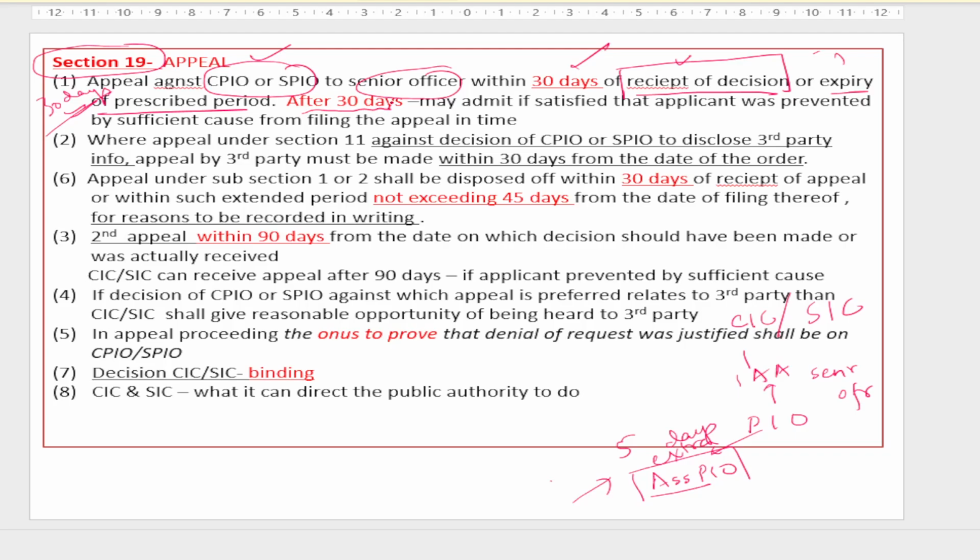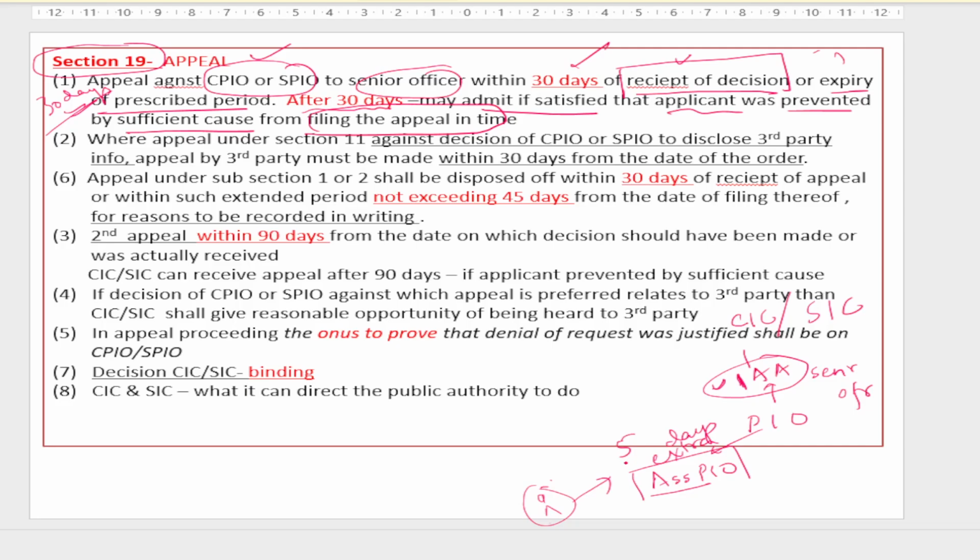Now the appeal can be admitted by the first appellate authority even after 30 days if the first appellate authority is satisfied that the applicant was prevented by sufficient cause from filing the appeal in time. Some genuine reason is there because of which the applicant could not file the appeal in time, so in that case, the first appellate authority may admit the appeal even after the expiration of 30 days from the date of receipt of the decision by the applicant or the expiry of the prescribed period.